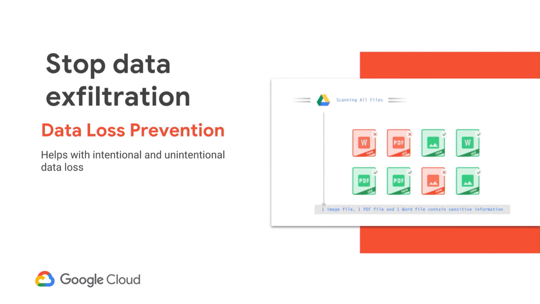The second one is data loss prevention. So this tool has been around in Gmail for a while. We launched it in Drive late last year. So DLP in Drive will actually let you look for sensitive content across your entire organization. So meaning when you're looking for things like names, credit card numbers, sensitive data that would likely be the source of a breach, you can apply rules programmatically to that data.